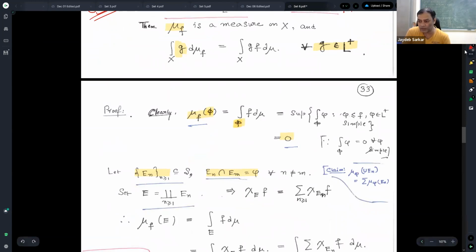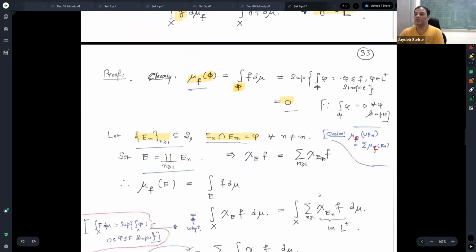I considered the simple version. So we want to prove that the measure μ_f on the union of E_n equals the sum of the measures μ_f on E_n. Remember, we have done this for the simple function case, and the proof goes very similar. The only thing you have to do is bring in that convergence argument, correct?